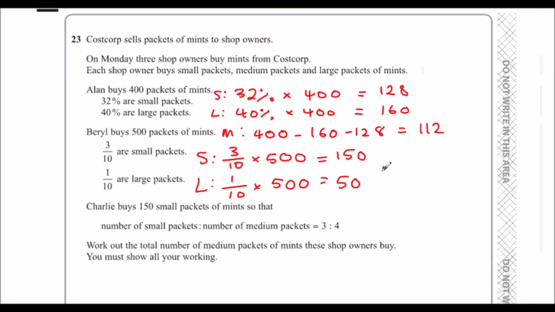Which means the medium packets must be 500 take away 150, take away 50, which is 300.